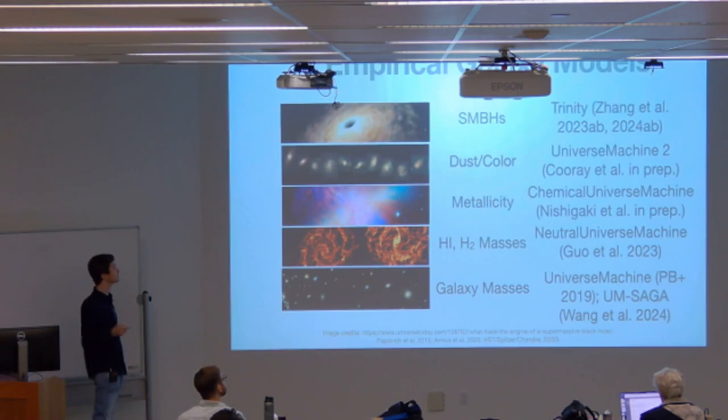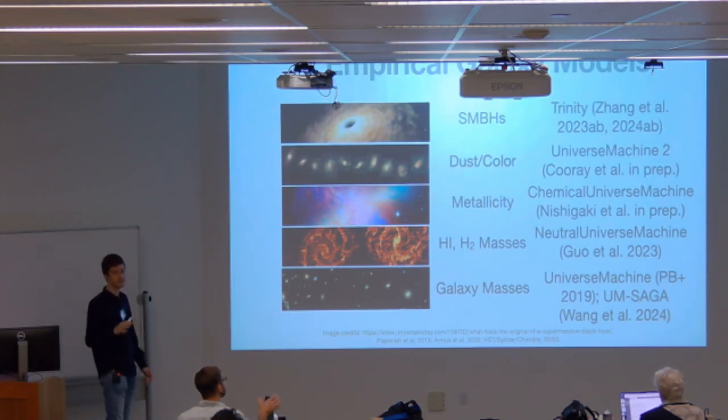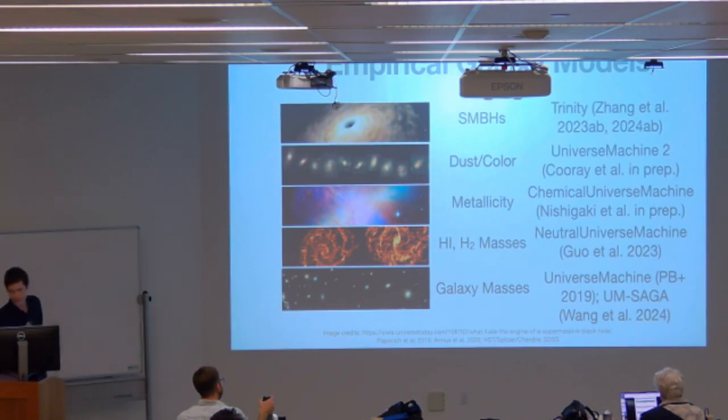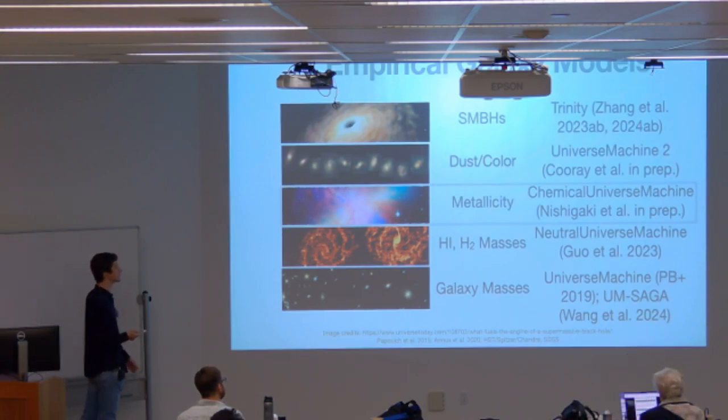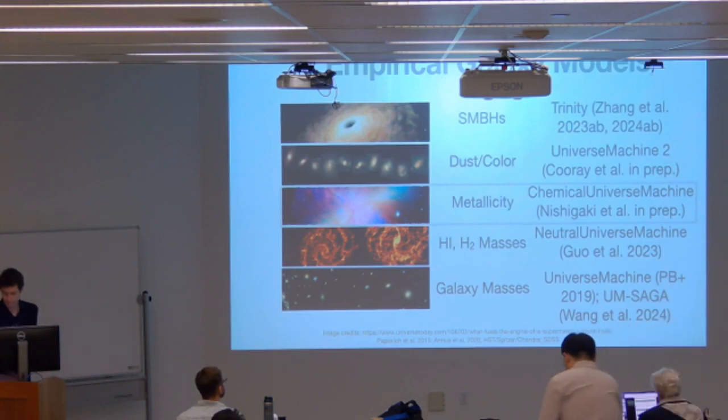And so we have models for what supermassive black holes are actually doing, led by Ho and John. We'll talk about that tomorrow. We have models in preparation for what galaxy dust and color is doing, and we'll talk a little bit about that tomorrow. I'm going to talk about this one, the metallicity evolution of galaxies, in an empirical model today. That's work done by a student at NAOJ, Shigaki. And Han Guo has already done an empirical model for H1 and H2, so neutral gas around galaxies as a function of halo mass and other properties. And of course, this is all building on work that I've done and others have added to with the university.